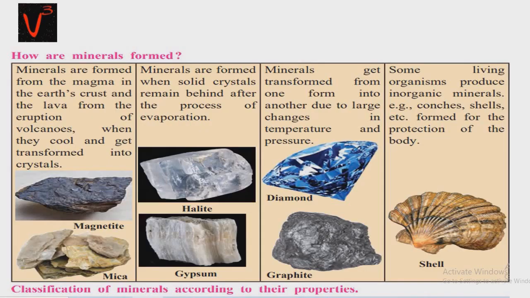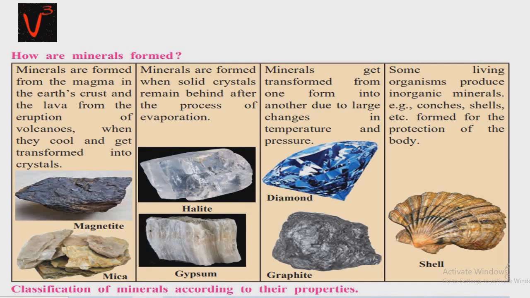Now let's understand how minerals are formed. There are many ways by which a mineral can be formed. Here are a few methods which they have explained in your textbook. The first one is that minerals are formed from the magma in the earth's crust and the lava from the rupture of the volcanoes, when they cool and get transformed into crystals. Like you can see, as examples they have shown magnetite and mica. These stones you might have seen.